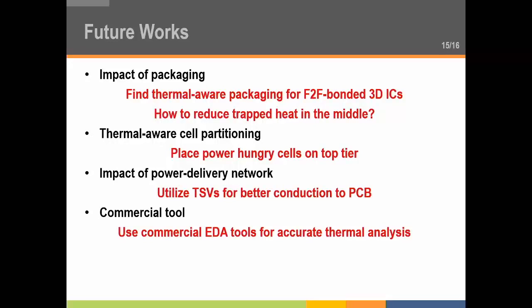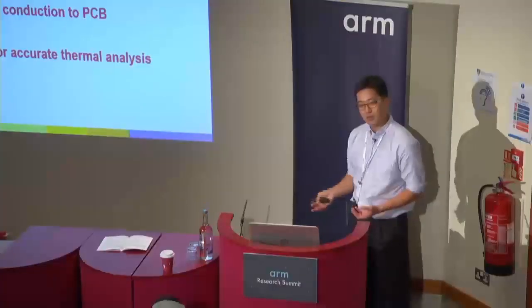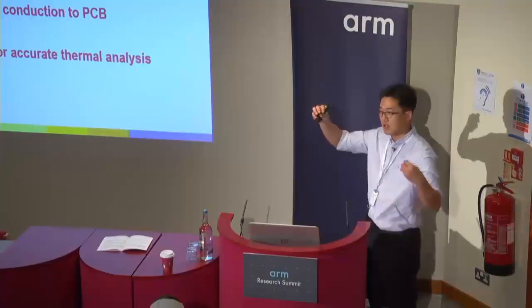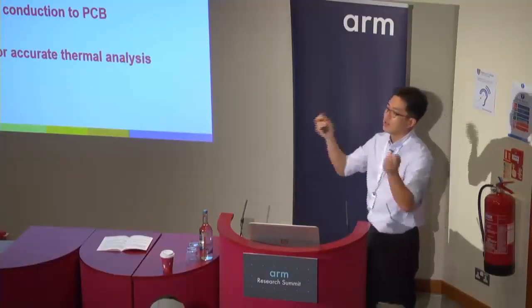So we need to find some kind of thermal-aware packaging specifically for the 3D IC, as well as think about how we can solve the trapped heat in the middle of the die with some kind of better power delivery network design or dedicated heat channel, that kind of thing. And also, we need to devise some kind of thermal-aware self-partitioning so that we can place the power-hungry cells on the top tier so you can use the heat sink to dissipate the heat.